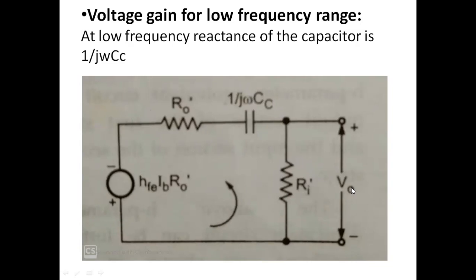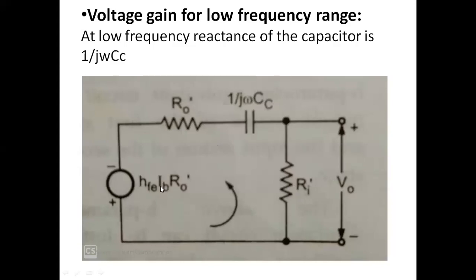What is V2? V2 equals V1 into R2 by R1 plus R2. This is R1, the total series combination is taken as R1. This is R2. So let us substitute the values in the voltage divider. We are applying the voltage divider rule.